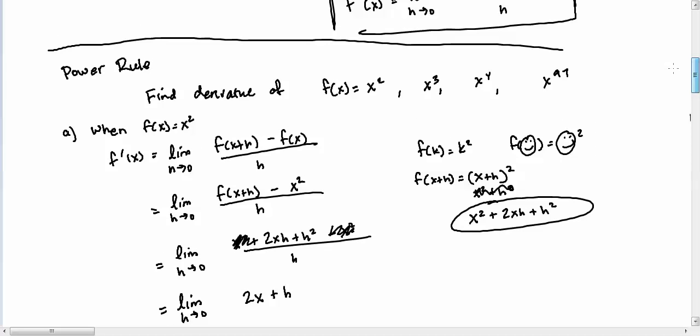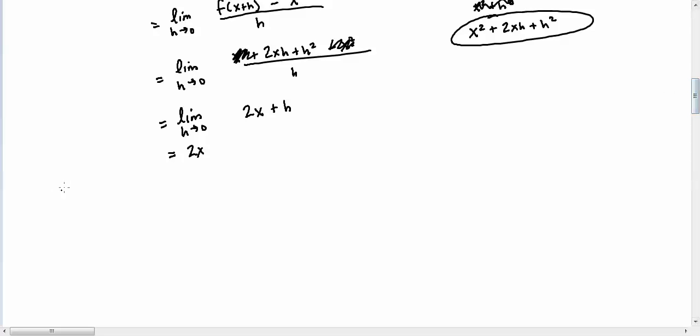So we did part A. We did, if f of x is equal to x squared, we're good. Cool. Let's try the next one. Part B, when f of x is equal to x cubed. Okay. So I want to find the limit as h goes to 0 of f of x plus h minus f of x, all divided by h.